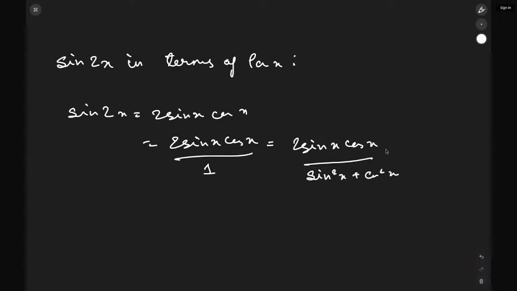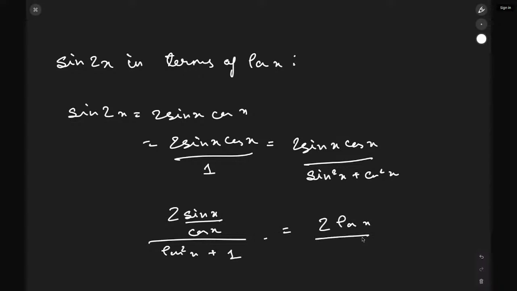Now what we will do is divide this whole term by cos square x. So we get 2 sine x divided by cos x, because if we divide this whole term by cos square x, then one cos x will be cancelled out. And in the denominator, I'll be left with tan square x plus 1. So I'm getting 2 tan x upon tan square x plus 1. Alright, so you can just note this down.